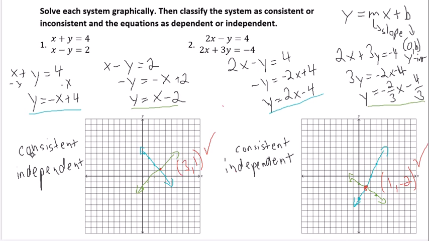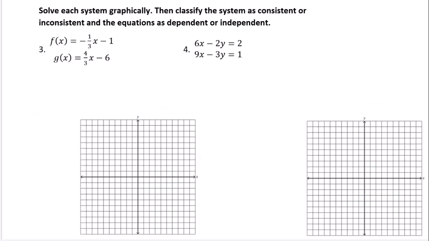All right, let's look at another example. This one's already in slope-intercept form, so the function of x, I'm going to graph in blue, starting at negative 1, a slope of 1/3, drop 1, run 3, drop 1, run 3, and we end up with our line looking something like that.